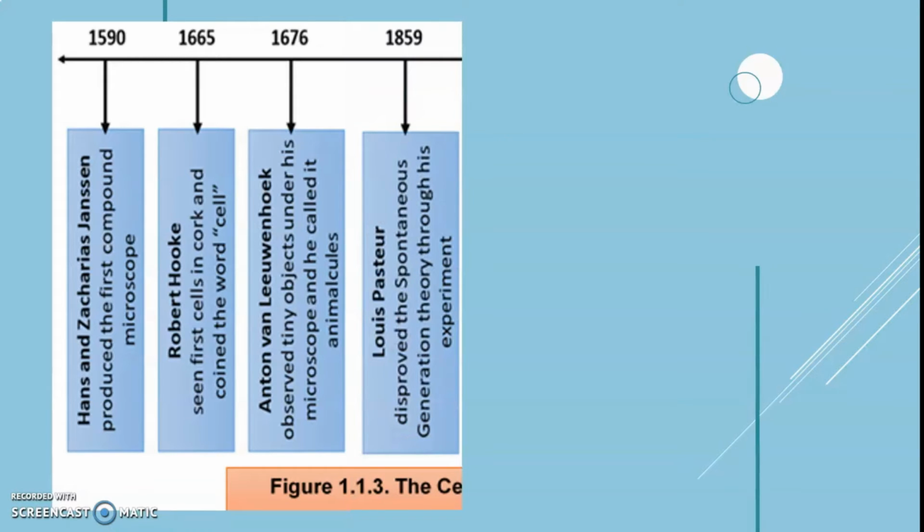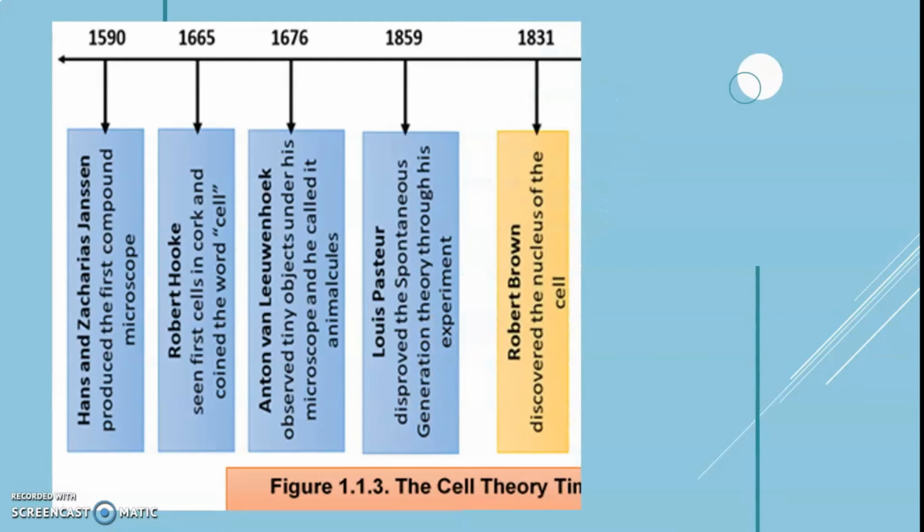In 1859, Louis Pasteur contributed to the cell theory by disproving spontaneous generation. He was the first scientist to prove that cells can only form from pre-existing cells. In 1831, the center of the cell was seen. Robert Brown, an English botanist, discovered the nucleus in plant cells.